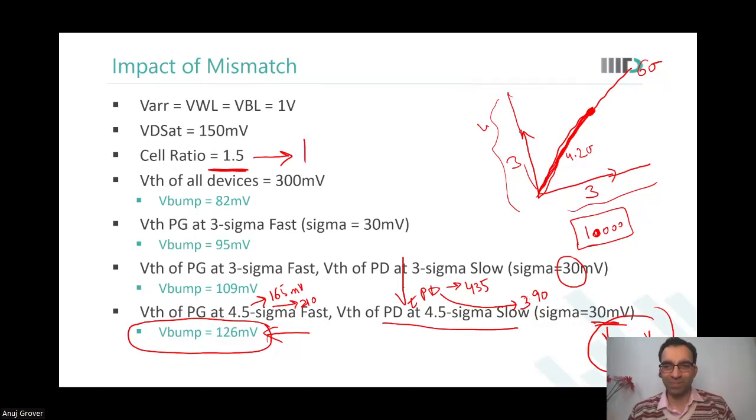Why do I need to qualify 6 sigma, sir? If you look at the Gaussian statistics, we will look at the statistics part a little later in the course also, you will see that for getting good yield, 99% yield in a 16 megabit array, you need to qualify around 6 sigma variations.